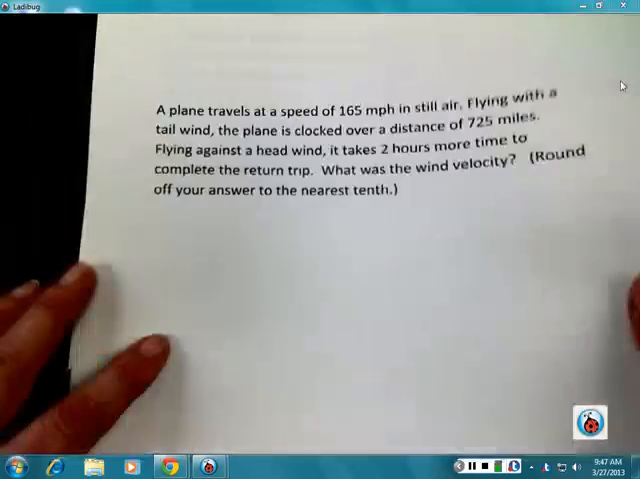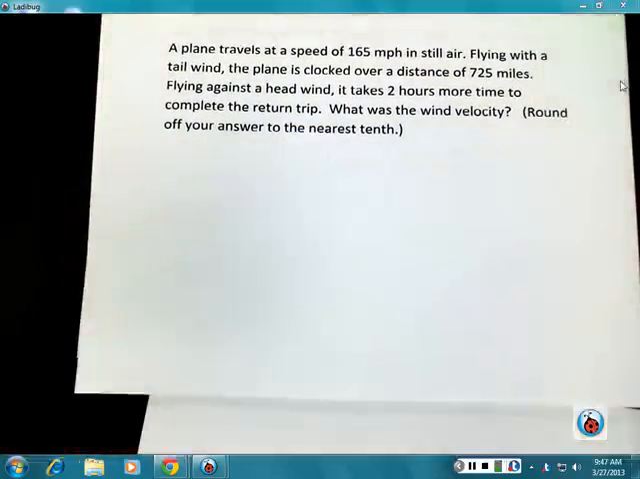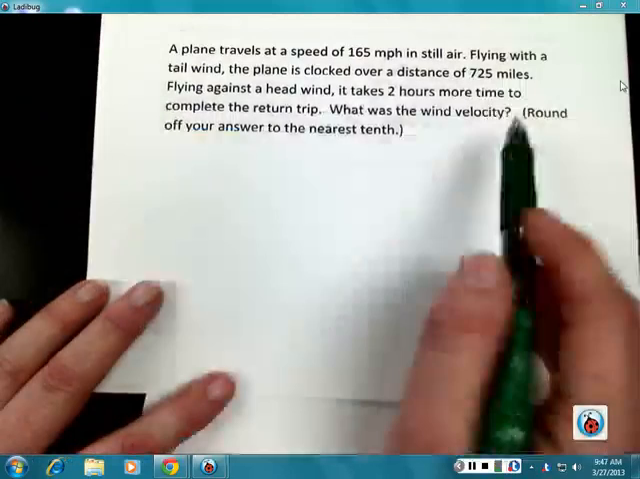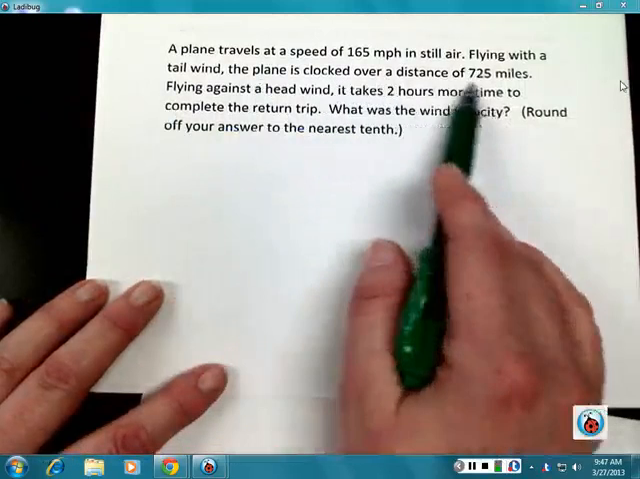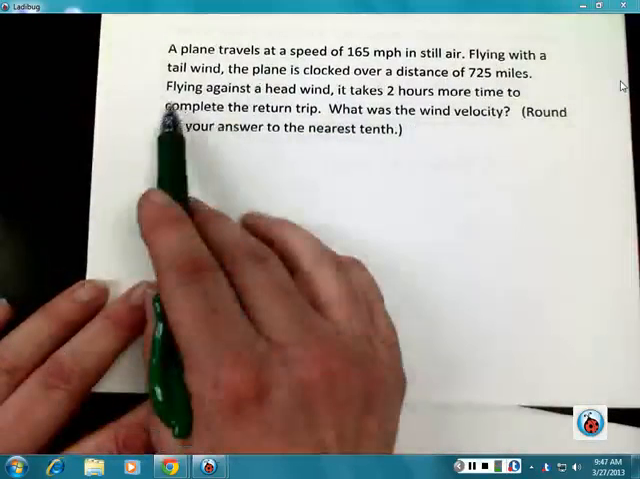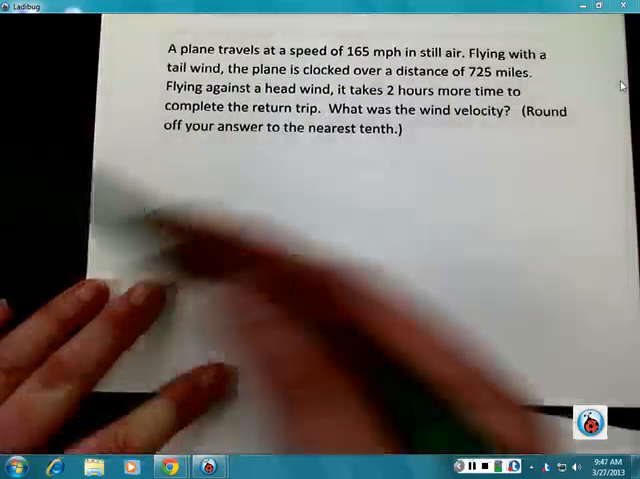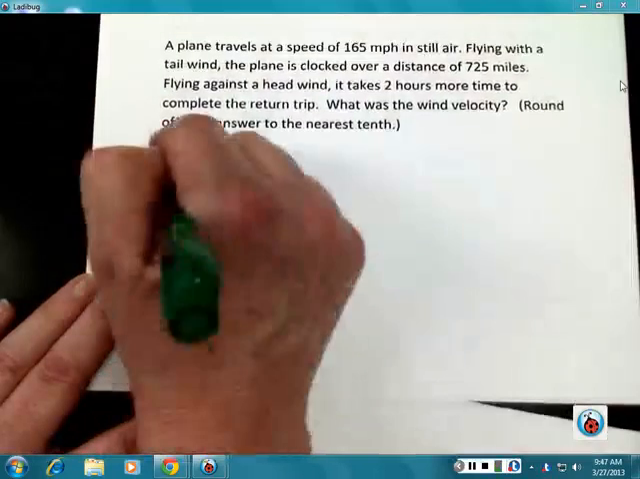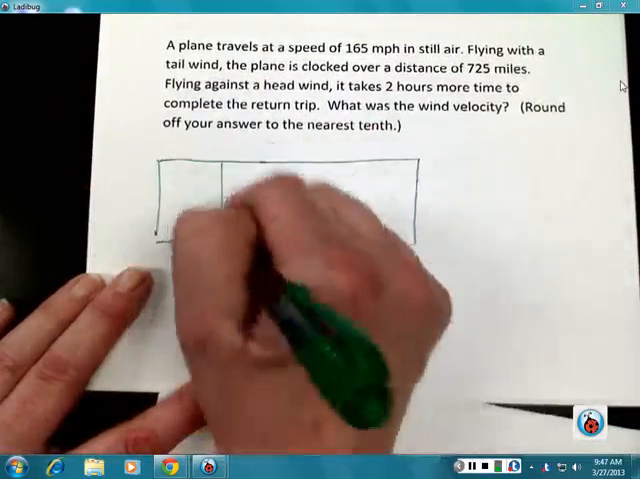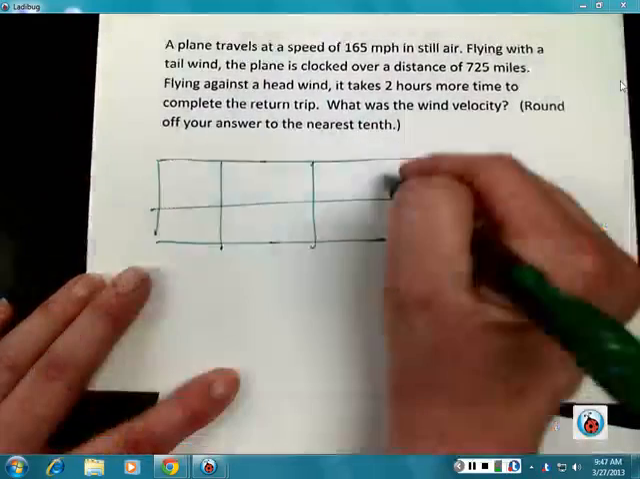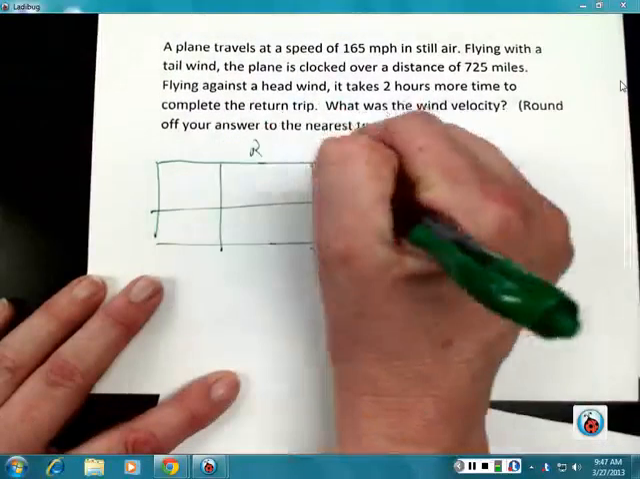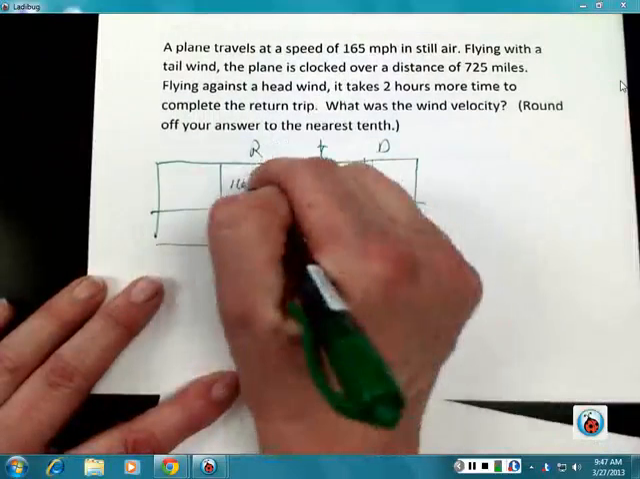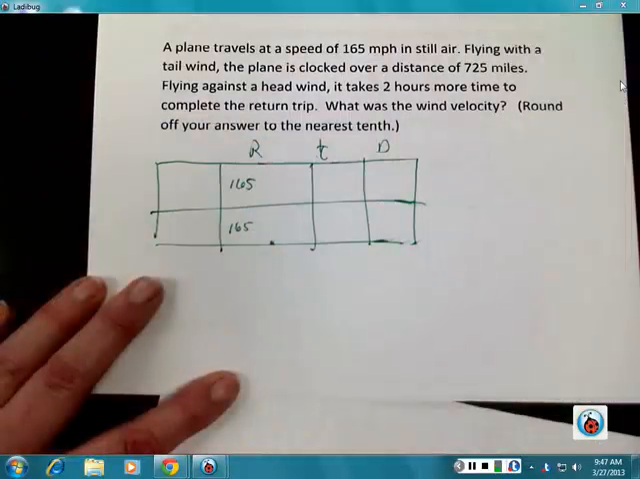I didn't do a plane one, so I guess we better set up that one too because you run across these. A plane travels at a speed of 165 miles per hour in still air. Flying with a tailwind, the plane's clocked over a distance of 725 miles. Flying against the headwind, it takes 2 hours more time to complete the return trip. What was the wind's velocity? This one is distance equals rate times time, and we've done a whole big gob of those before. Rate times time equals distance. The 165 is the constant speed of the plane.